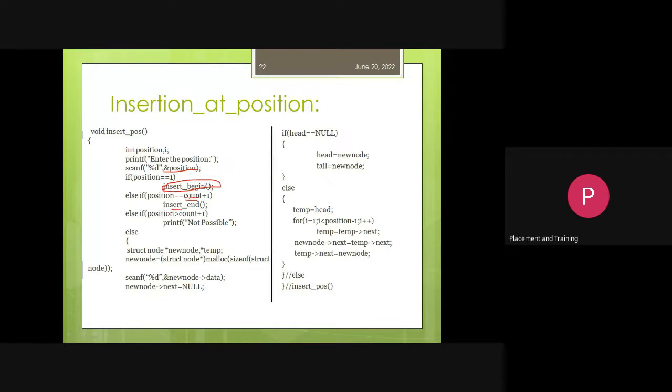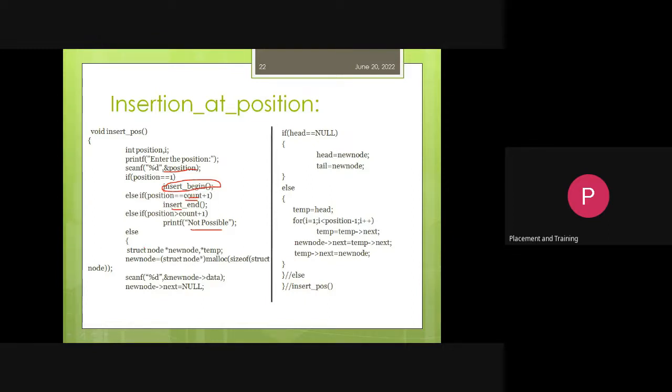If your position is greater than count plus 1, obviously that is not possible, right? Suppose you have 4 nodes in your linked list, and you want to insert at position 6. This means you're going beyond your boundary, which is not possible. So if these are not the position values, we move towards the else part.